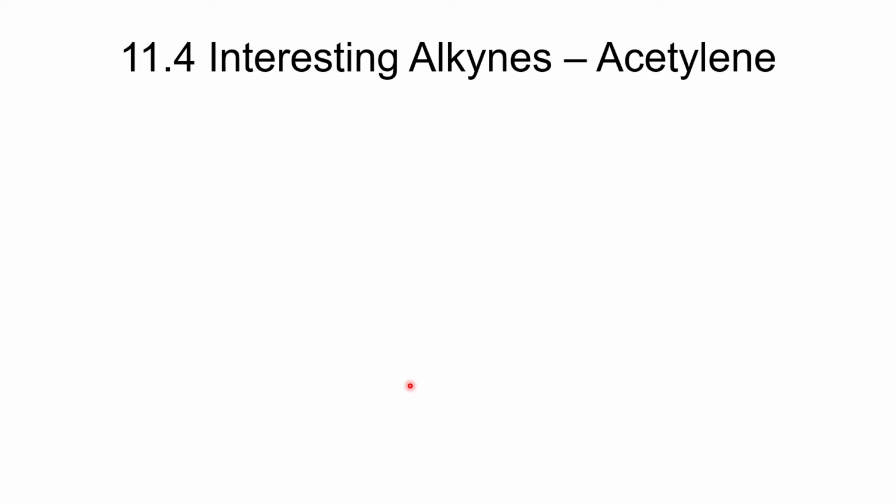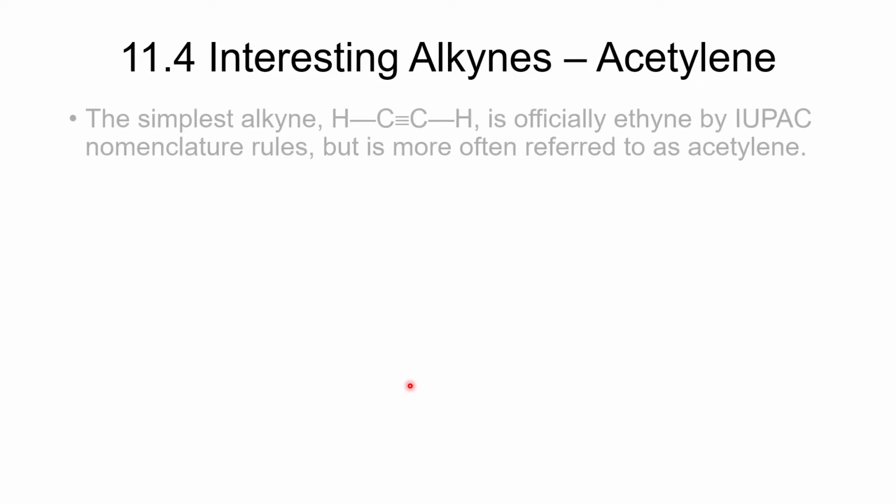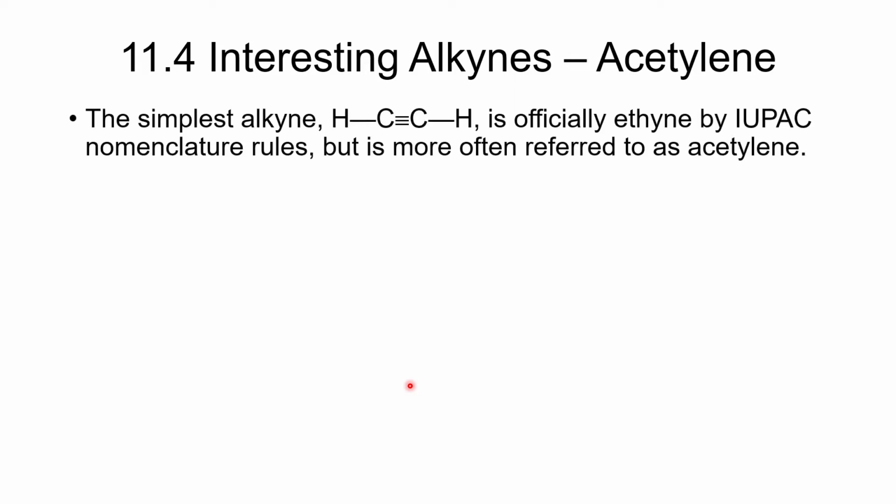When it comes to interesting alkynes, the one interesting one is the simplest alkyne, which is acetylene. 2 carbons and 2 hydrogens. It's really kind of a remarkable molecule. So H, carbon, triple bond carbon, H. Its official name, according to IUPAC nomenclature rules, is ethyne, but hardly anybody ever calls it ethyne. Even its mother doesn't call it ethyne. We call it acetylene. And so acetylene is what you've heard it as. It's a welding gas. You're probably familiar with that.